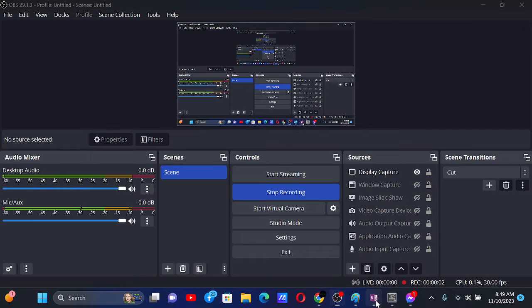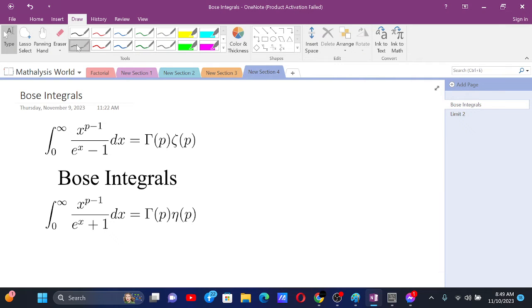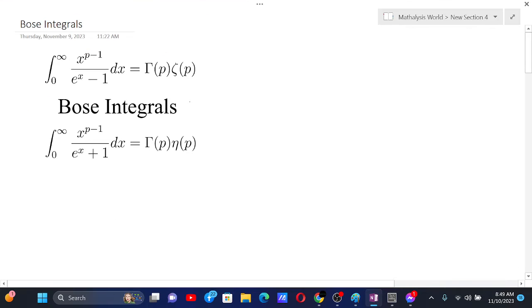Today we are dealing with Bose integrals. So we have these two integrals, and these two are awesome integrals since the first one is the product of gamma and zeta function. The second one is the product of gamma and Dirichlet eta function. Okay, so let's begin with the first one.